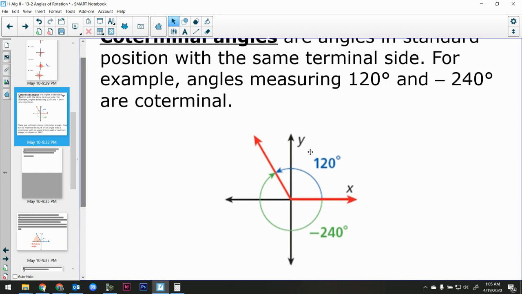If I were to open up in the positive direction, 120 degrees, it'd be right there. If I were to go negative 240 degrees, this would be negative 180, and 60 more degrees would land right in the exact same spot. Okay.